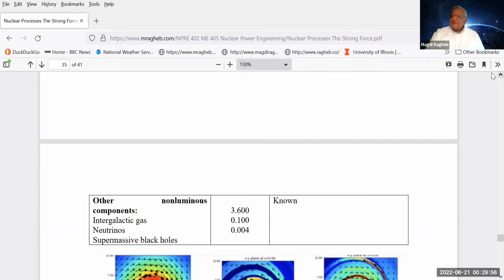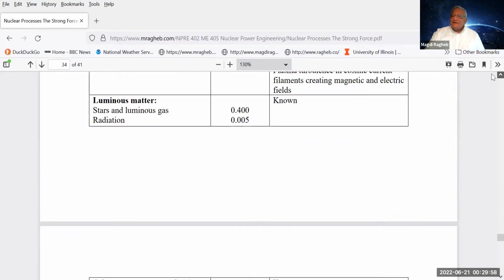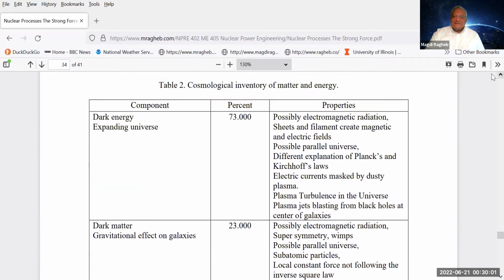So where is the 96%? The fascinating thing is that our knowledge is that because the universe is known to be expanding, cosmologists suggest that 73% of our universe is dark energy in the expanding universe, and that there is also matter in the universe that we cannot see because there are no interactions happening there, and that's another 23%.